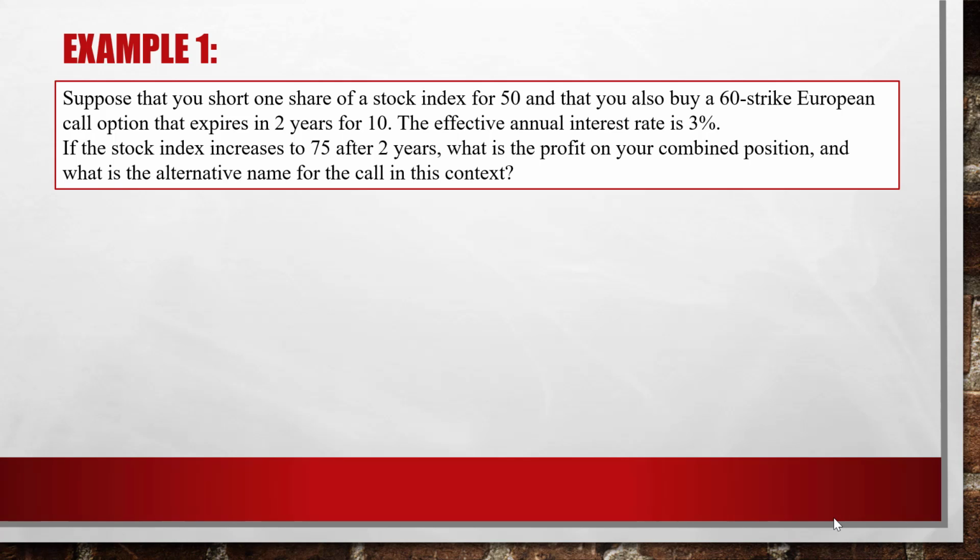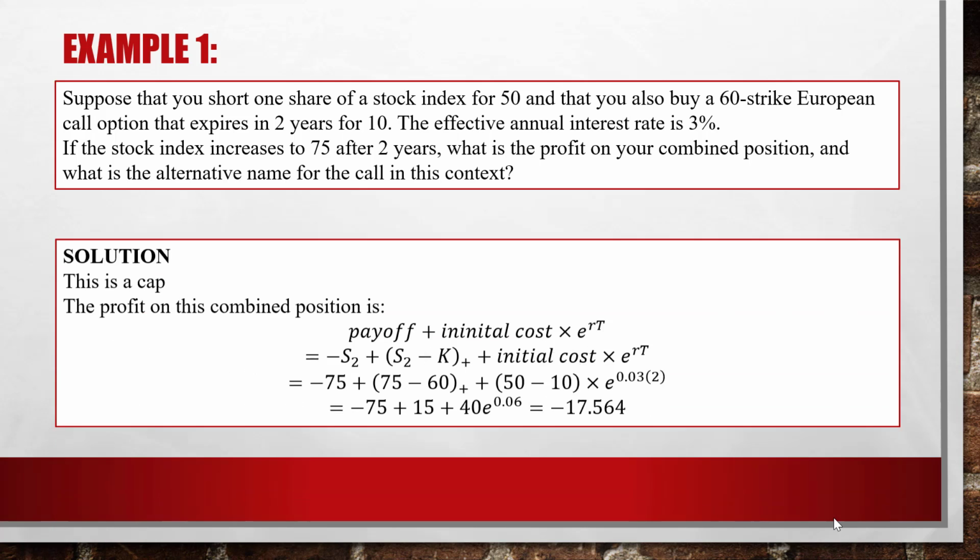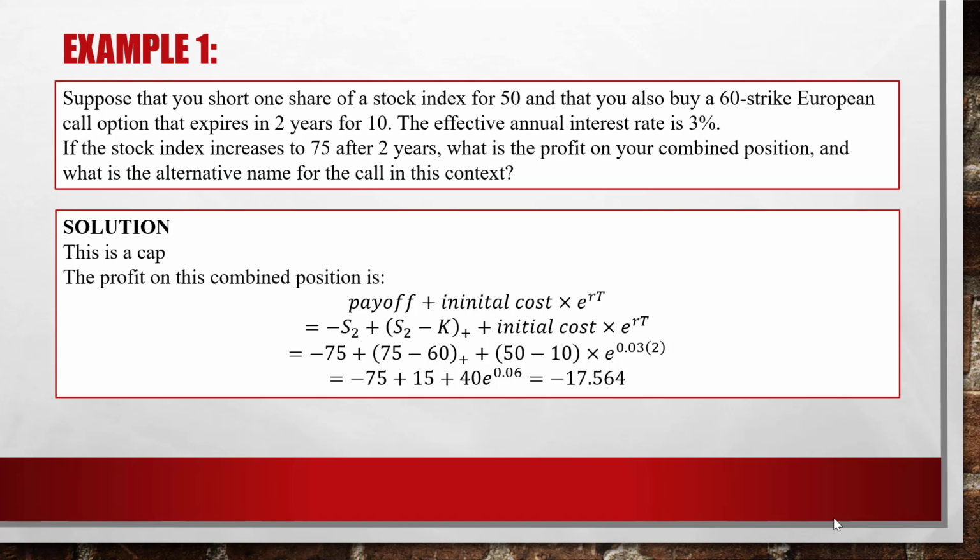So in order to find the profits, we need to look at time 2, and we need to look at the payoff and the initial cost. The profit on this combined position is the payoff plus the future value of the initial cost. The payoff here, remember this is a cap problem, so it should be minus S_T plus (S_T minus K)+. And the future value of the initial cost is the initial cost times e to the rT.